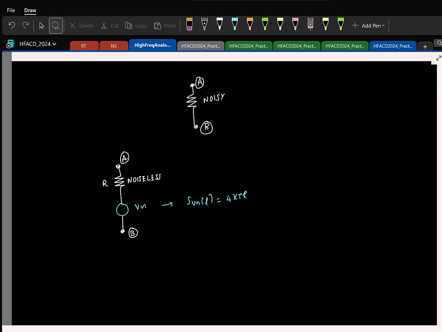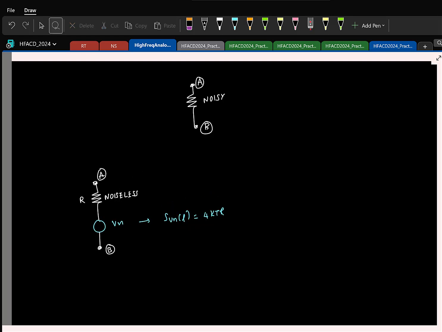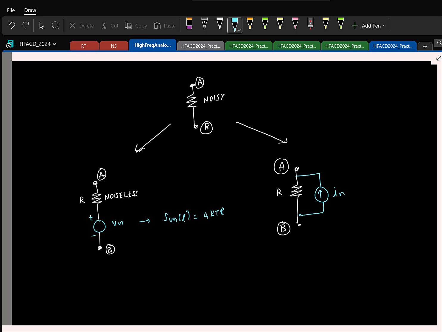So yeah, this is one way in which we do it. The other way is, see here I have a voltage source in series with a resistor. I can convert it into a current source in parallel with the same resistor. So if these are the terminals A and B, I can say that I have the noiseless resistor here, and the noise is coming. Again, the polarity doesn't matter, it's all random numbers, so it's okay.